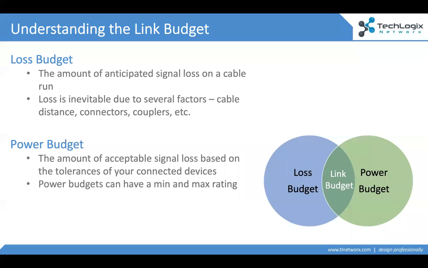And it's very important that you start to quantify how much loss will be there, because we can put that loss budget together with the power budget, which is how much loss your devices can tolerate before they don't work anymore. All electronics can tolerate some amount of loss, but there comes a point at which they simply won't work. Put these two things together. How much loss do I think I have? How much loss can I tolerate? That is the link budget.